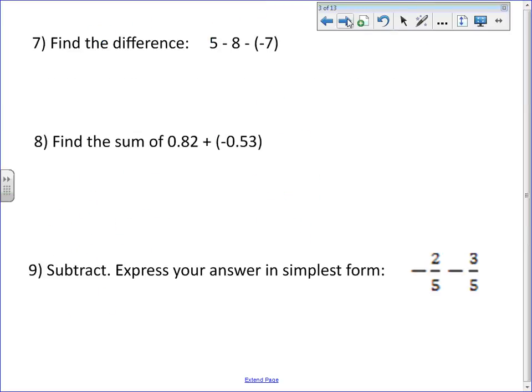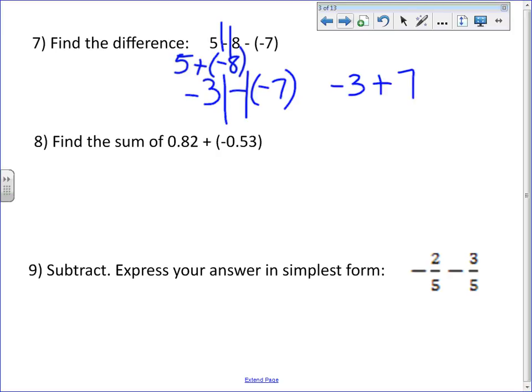Okay, find the difference. 5 minus 8 minus negative 7. Don't try to do too much at once. Do it one step at a time. So we're going to keep change. We're going to start by doing the 5 minus the 8. So if I do keep change, draw your columns. You get 5 plus negative 8. Keep the sign of the bigger one and subtract. Negative 3. And then minus negative 7. Keep change. So draw your columns. Negative 3 plus 7. Keep the sign of the bigger number. That would be 7. Then the minus 3, we get 4.